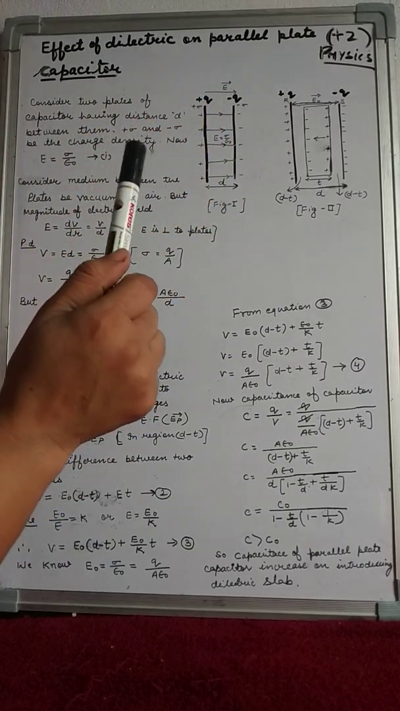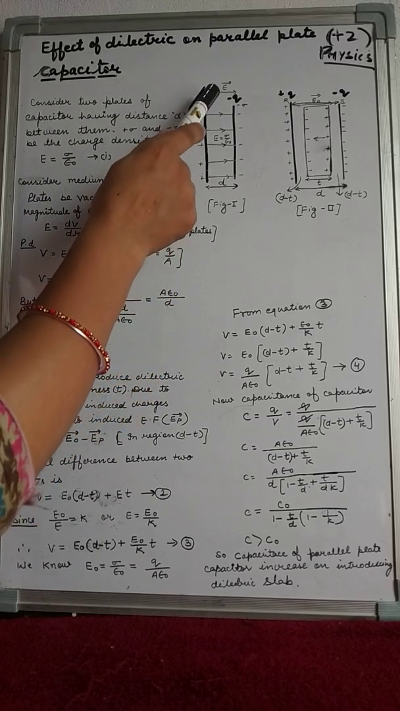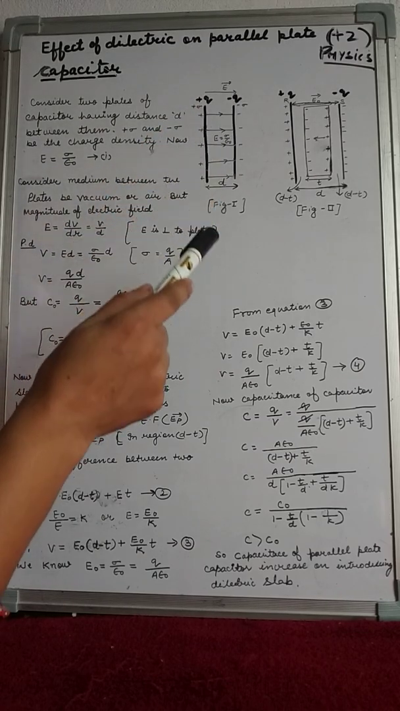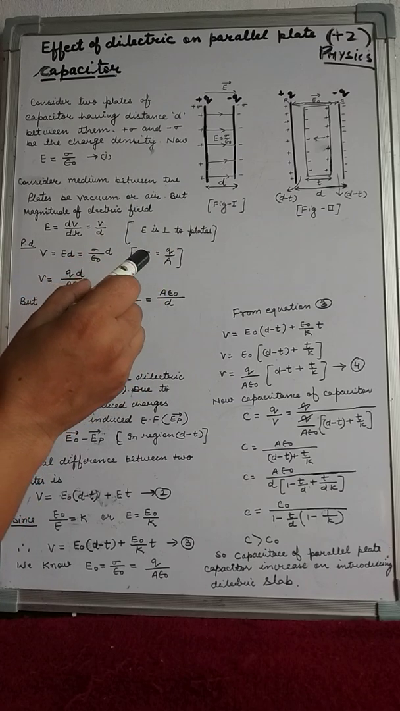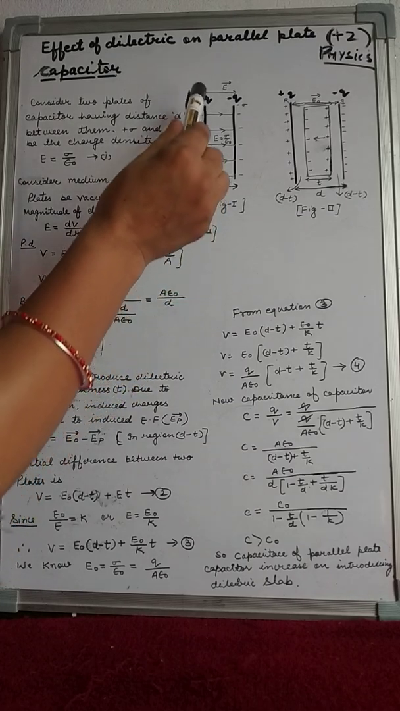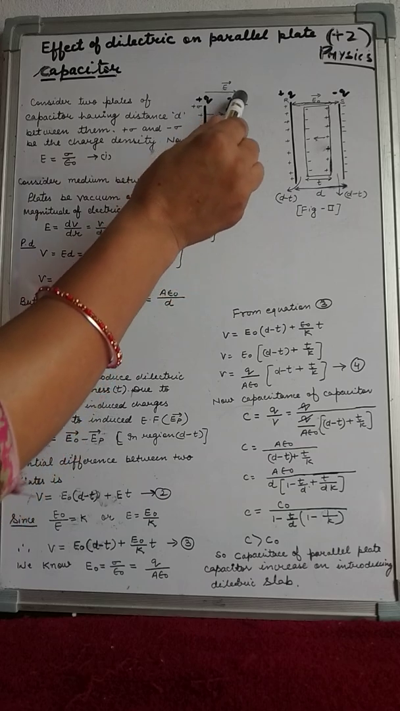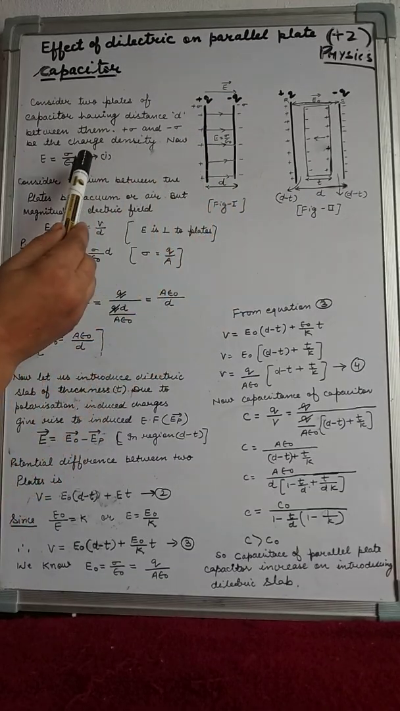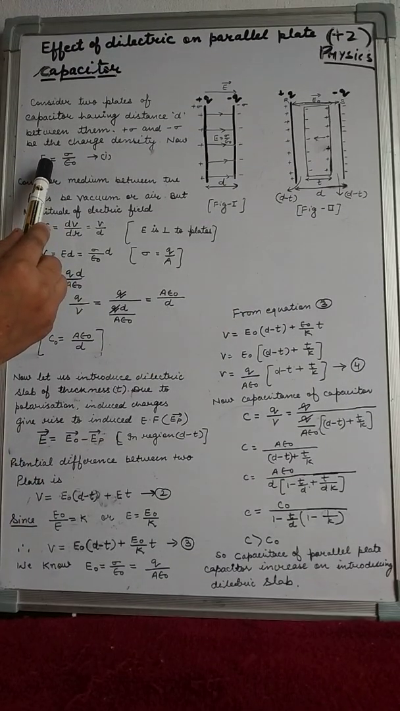So we have considered sigma as the charge density, positive sigma on one plate and negative sigma on the other plate. d is the distance between the two plates. E is the applied electric field. Now we have applied the electric field E between the two plates of the capacitor. So now charges are distributed, positive and negative charges on the plates. So we will calculate the electric field intensity from here.